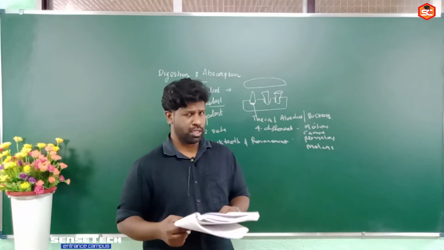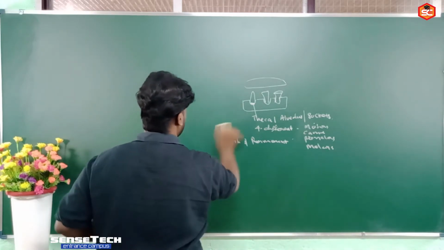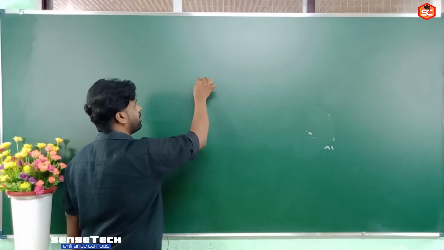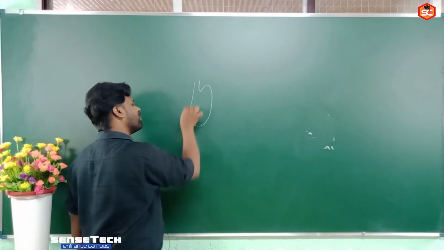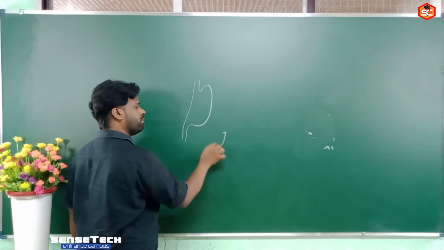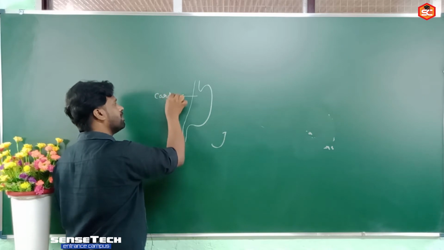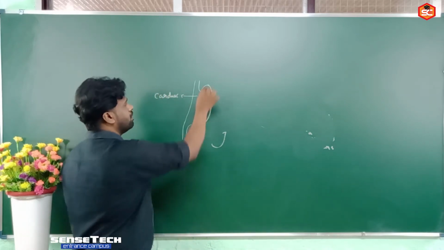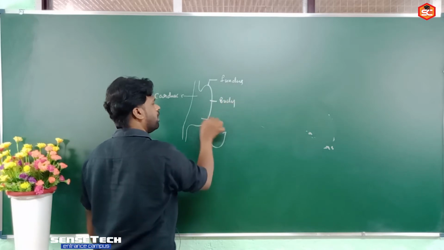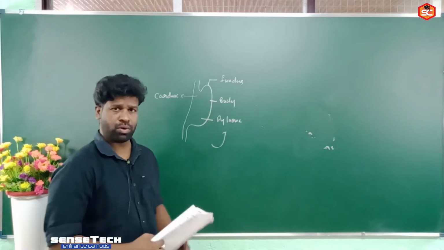Next, the different regions of the stomach. Let's see what the different regions of the stomach are. Stomach is a J-shaped organ in our alimentary canal, and it has the following regions: cardiac, fundus, body, and pyloric stomach. These are the four regions of stomach: cardiac, fundus, body, and pylorus.